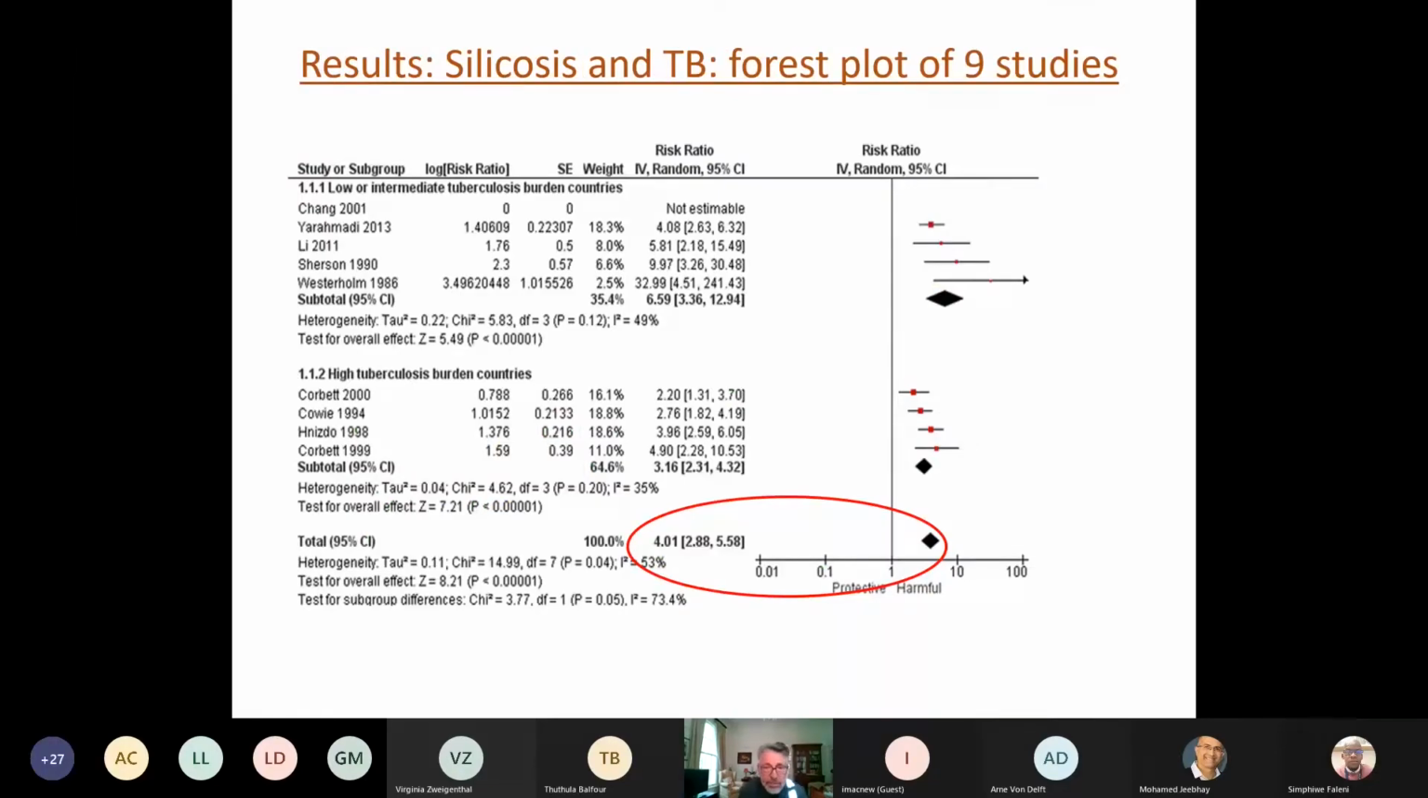I'm going to move immediately to the meta-analysis. Here we have it stratified by low tuberculosis burden country. There were 5 studies from Taiwan, Hong Kong, Iran, Denmark and Sweden, and 4 from high tuberculosis burden countries, all South African. The meta-analytic summary relative risk was approximately 4, which is high, and heterogeneity was moderate. If you look at the I-squared as a metric for heterogeneity and consistency between the studies, it was moderate at 53%.